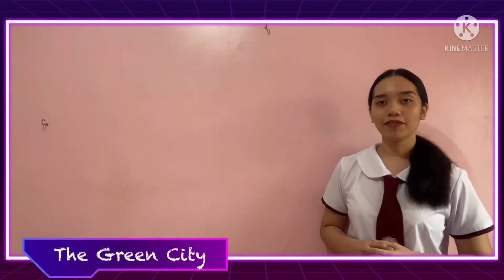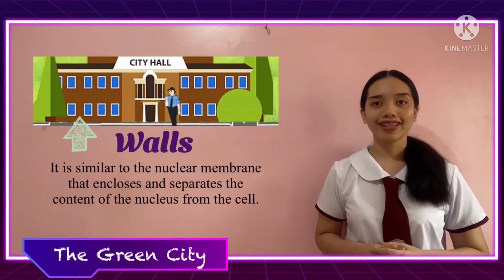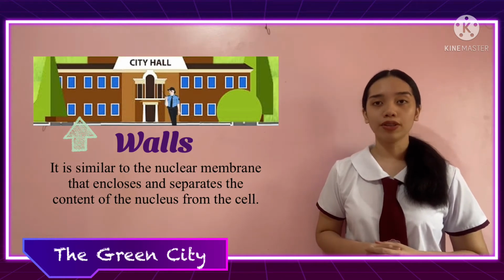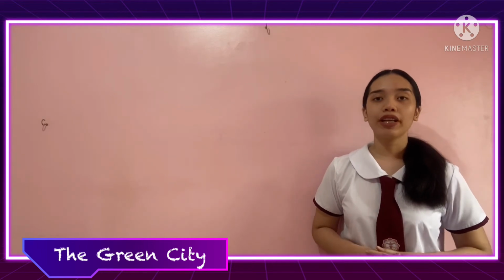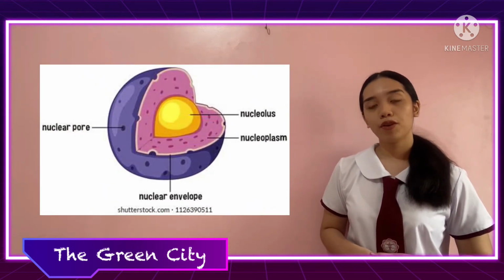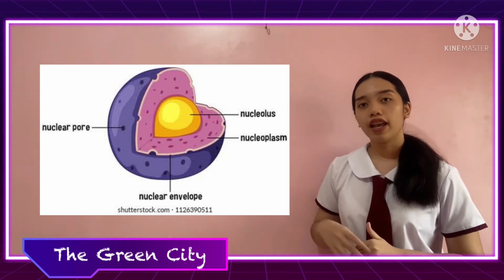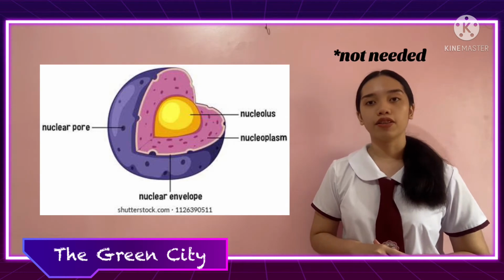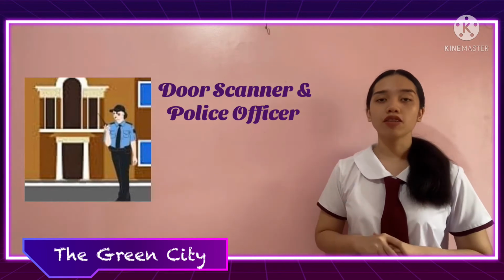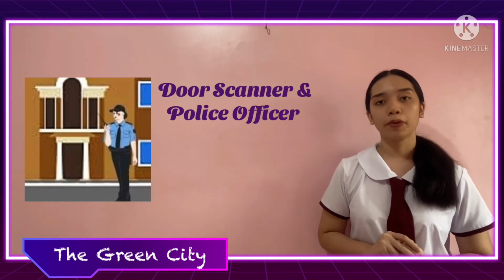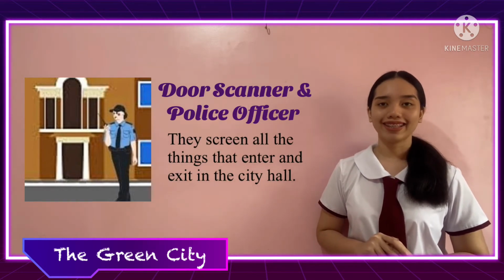Moving on to the walls of the city hall, they are similar to the nuclear membrane that encloses and separates the content of the nucleus from the cell. And still in the nucleus, we can find the nuclear pores, through which all the important substances enter and all the needed substances exit. The door scanner, together with the police officer, can represent the nuclear pores as they screen all things that enter and exit the city hall.